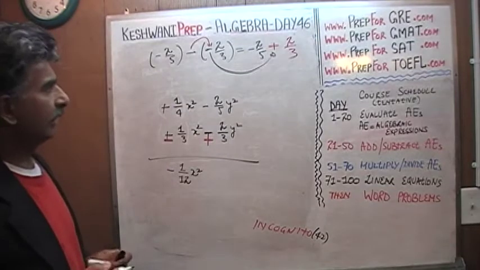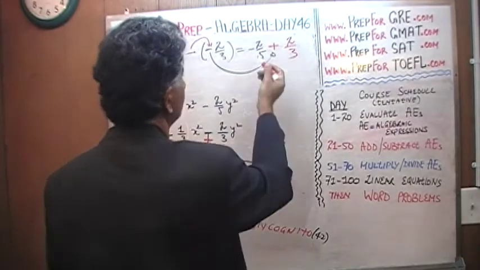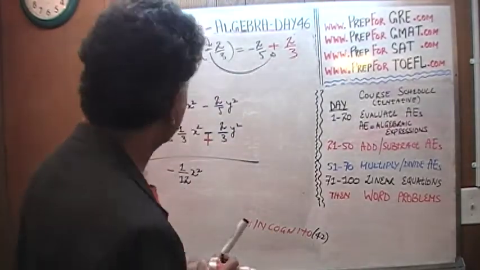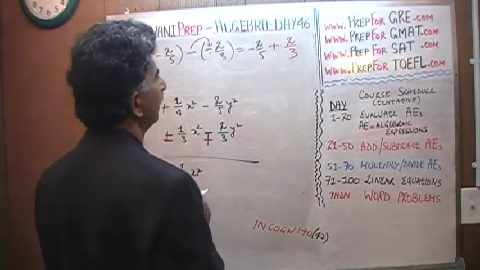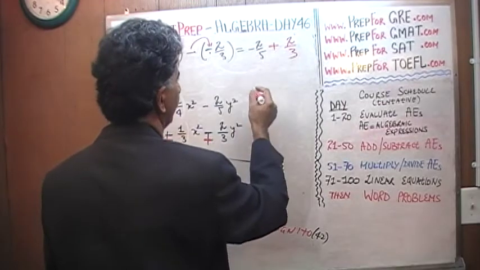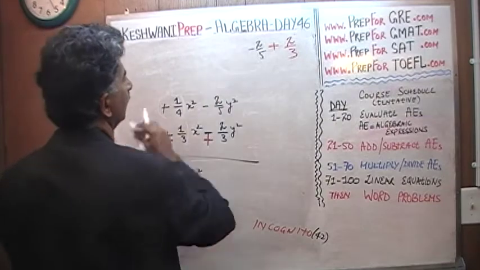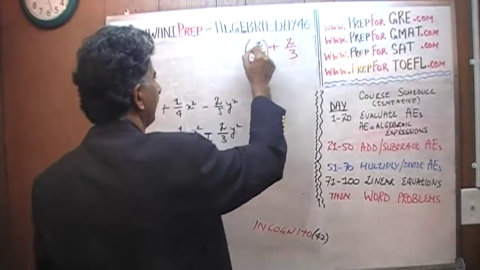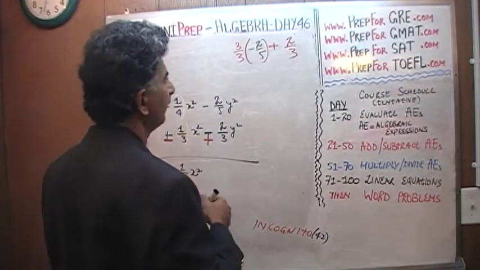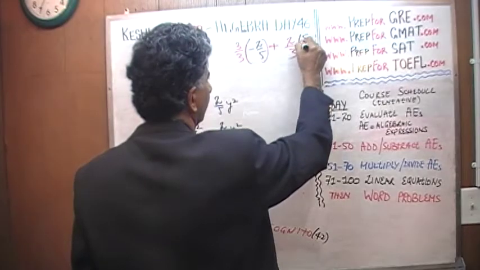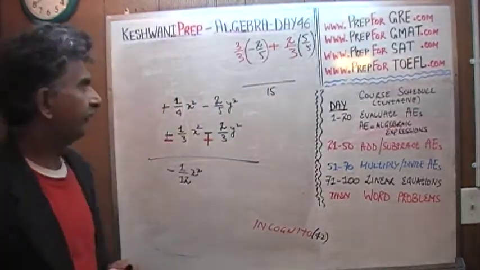Now we again simply have to add up the coefficients. This is negative 2/5, this is 2/3. What is the common denominator? The common denominator is 15. How do we convert this into 15? By multiplying the top and the bottom by 3. How do we convert this guy into 15? By multiplying the top and the bottom by 5. There you go. So now we have a common denominator of 15.